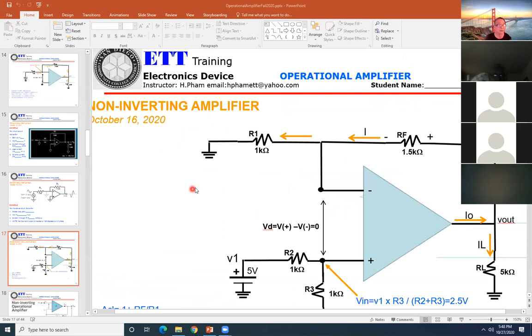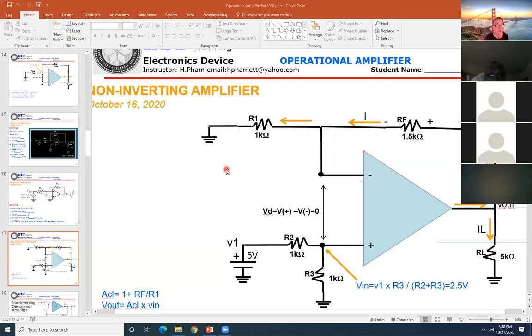That's what we already did. Okay, now that will be non-inverting. When you see the input applied to the input positive, that means non-inverting. However, here you get a V1 of 5 volts, but that is not the input. The input has to be right at the input positive. That means at this point right here.